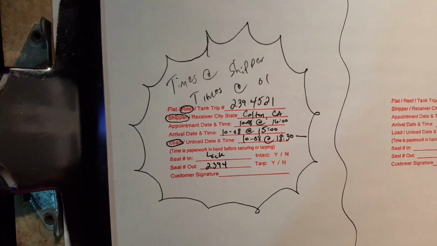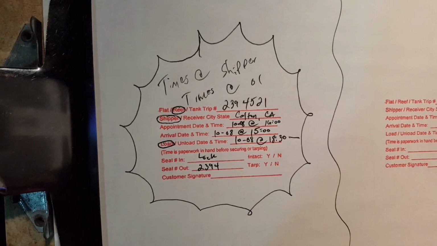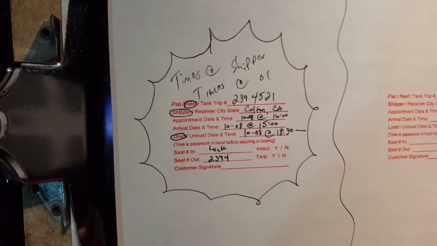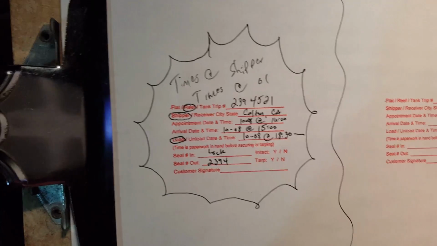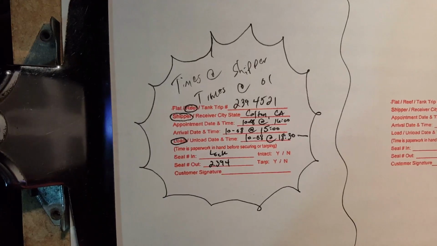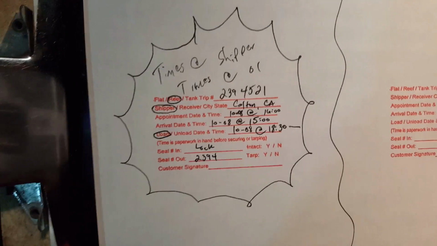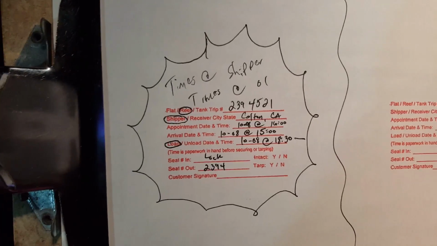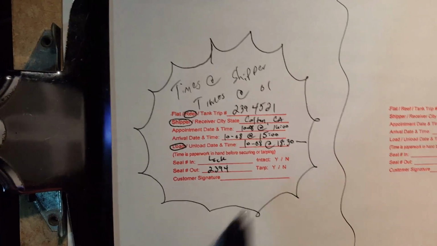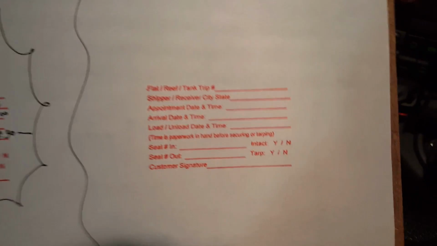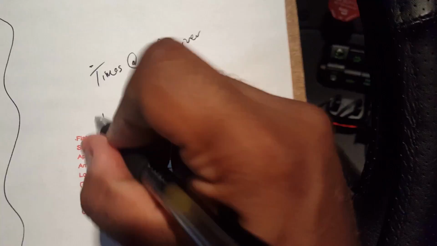So remember, guys, if you don't have a stamp, you want to find something. You want to write it in, time in at shipper, time out at shipper. You want to use a crayon, a marker, whatever it is you got. But you want to make sure you get the times in and out for the shipper and receiver. So we're going to look at the receiver this time. So we're going to write times at receiver, or times at 90.